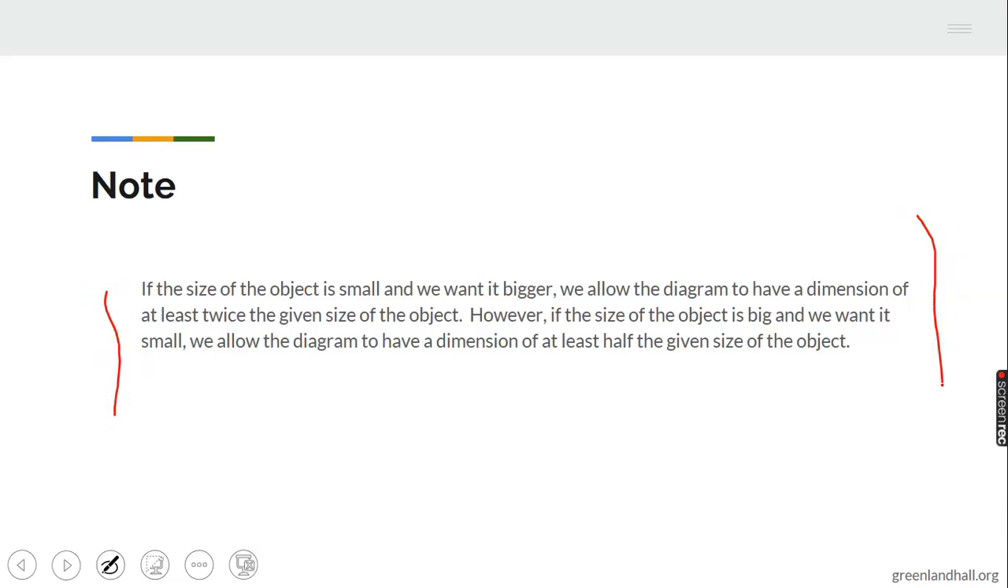However, if the size of the object is big and we want it to be small, we allow the diagram to have a dimension of at least half the given size of the object. Now, this is applicable when you take the measurement of the real object. Maybe a table, for instance, you are looking at the length and the breadth of a table. The table is rectangular in shape and you measure it.